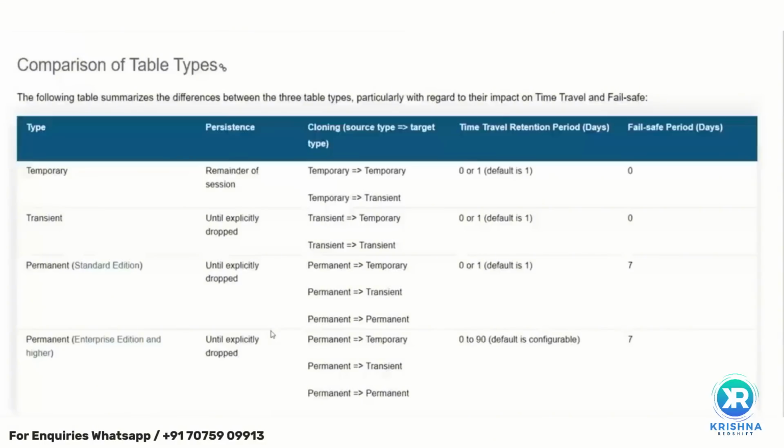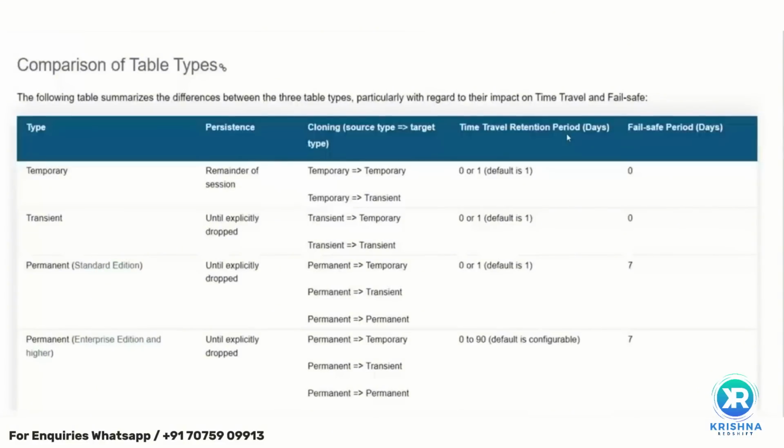What is the time travel? 0 to 1, by default 1 day. Time travel retention period means how long it will hold the data, or how many days back you can go and see the old data. So within 1 day only you can see. From the last 24 hours you can go back and see what the data was before the change. Failsafe is 0.